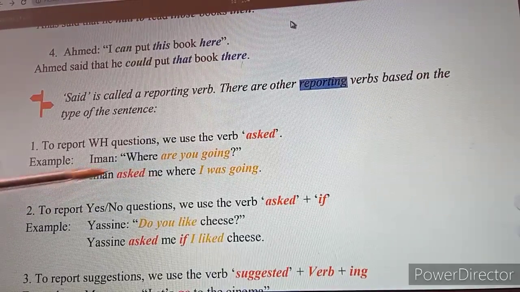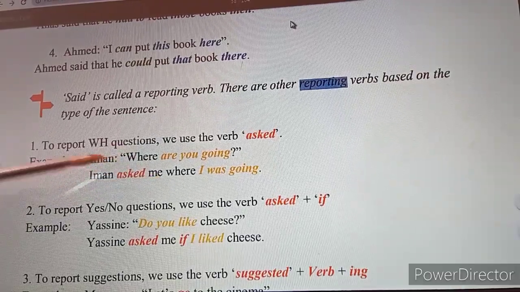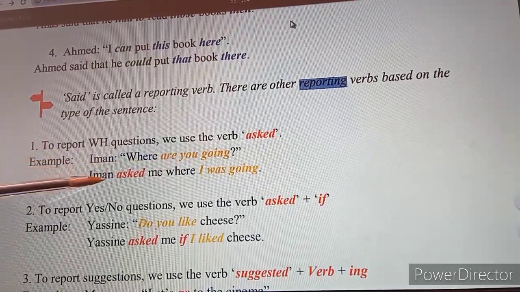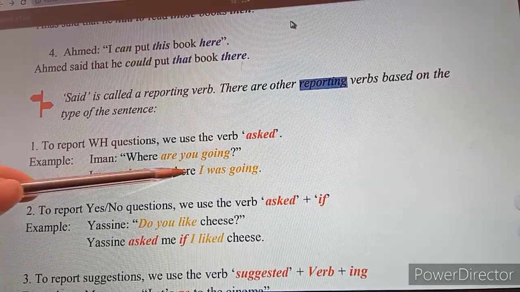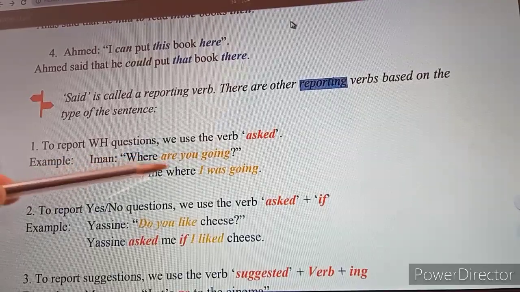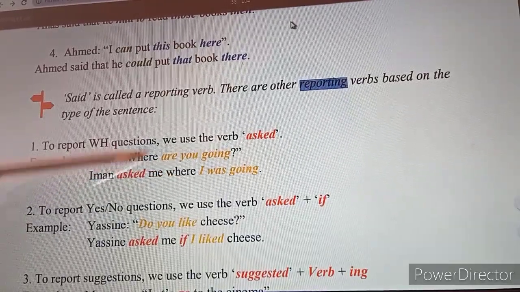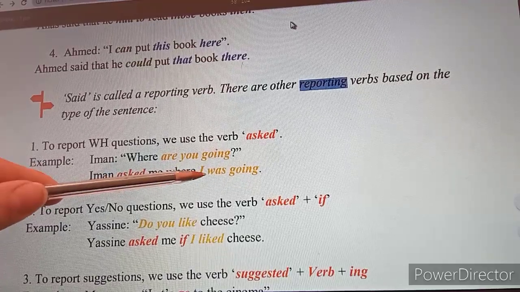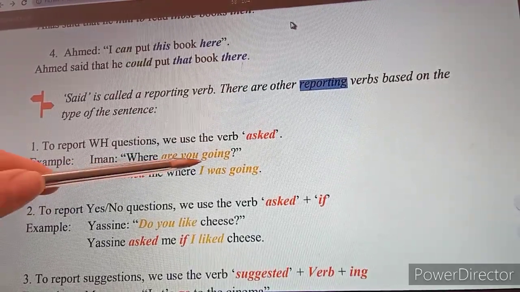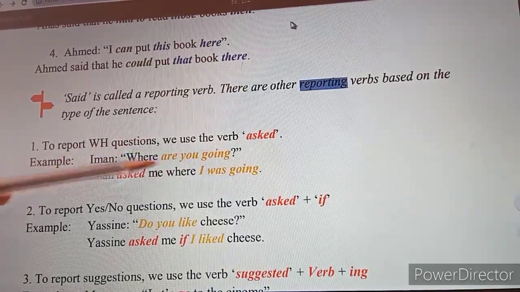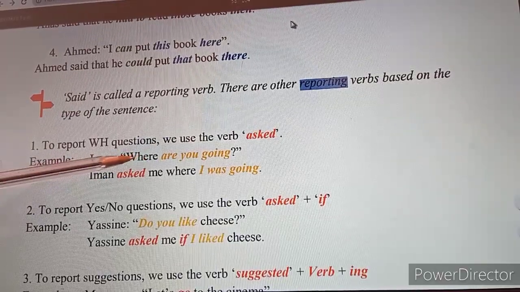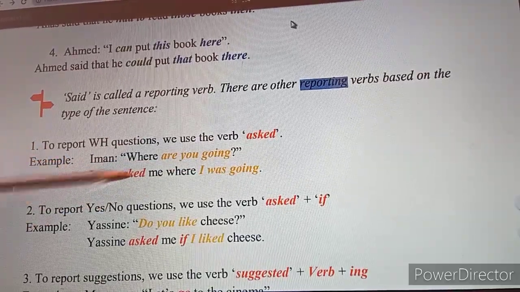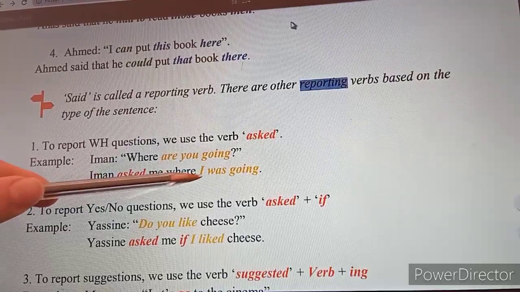Do you see it here? Iman asked me. So here look at the question. Where are you going? Iman asked me where. So look at the sentence. We put where. As you see, we removed the double H and put where. Then I. So I refers to you. Clear? So when we want to change the sentence here, because Iman was talking with me, Iman asks me where I was going. So this is a reporting sentence.